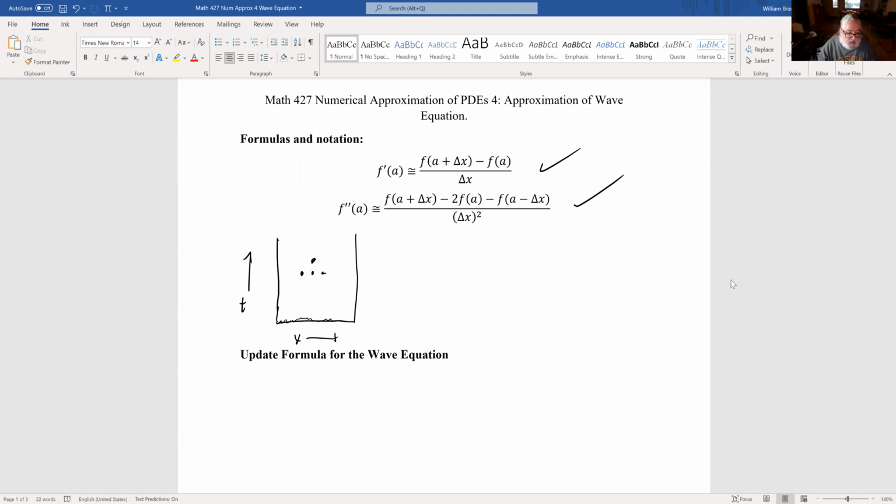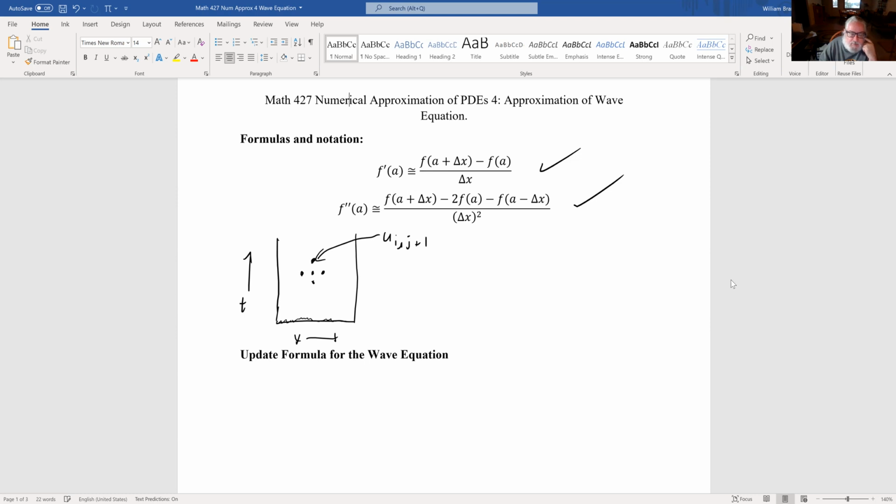For the heat equation, if we want to know the heat one time step in the future, we just needed to know these 3 points. But for the wave equation, we're actually going to need to know also that one. And that's because the wave equation is second derivative in both t and x.